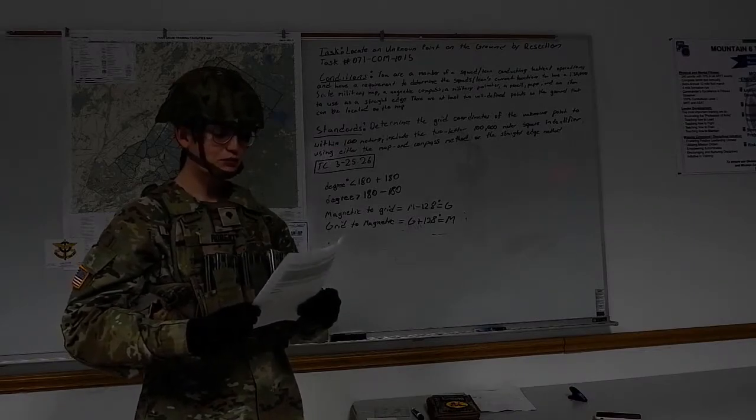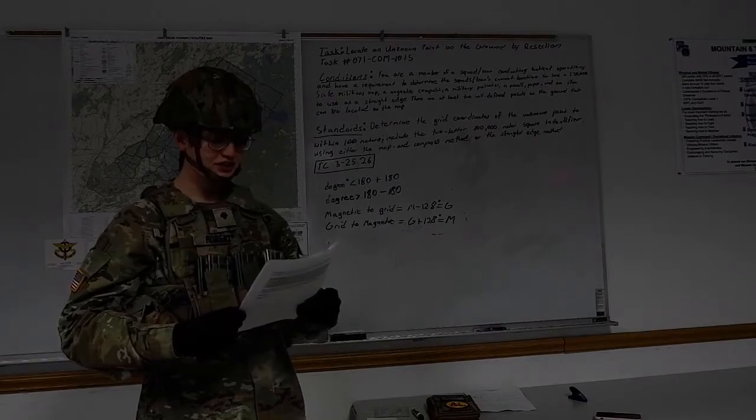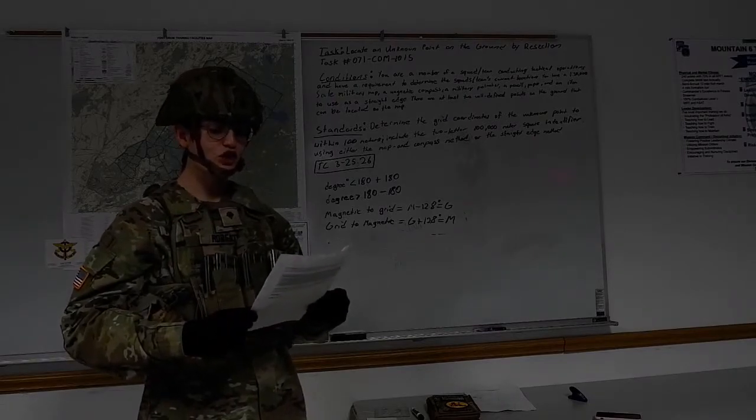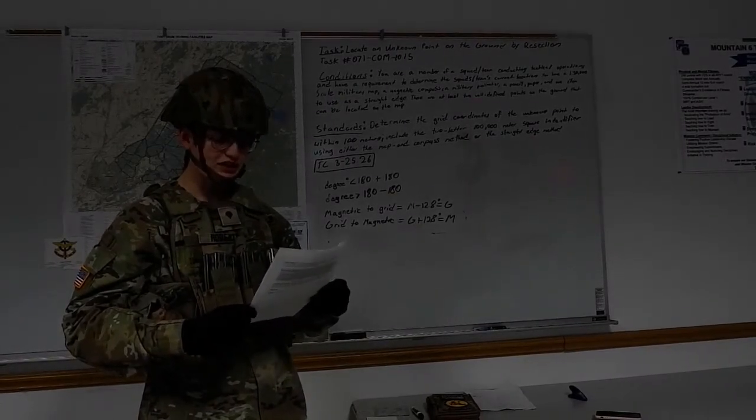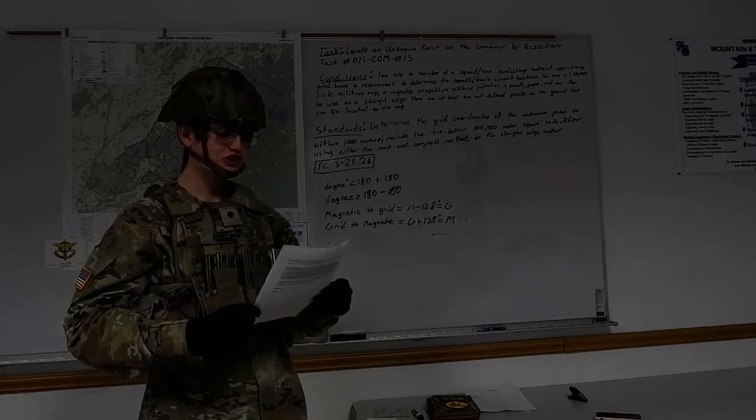Standards: determine the grid coordinates of the unknown point to within 100 meters. Include the 2-letter 100,000 meter square identifier using either the map and compass method or the straight edge method.